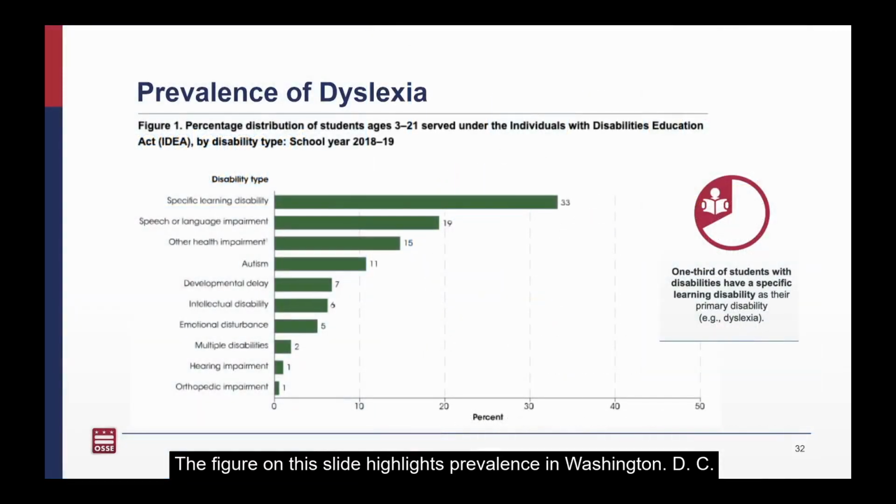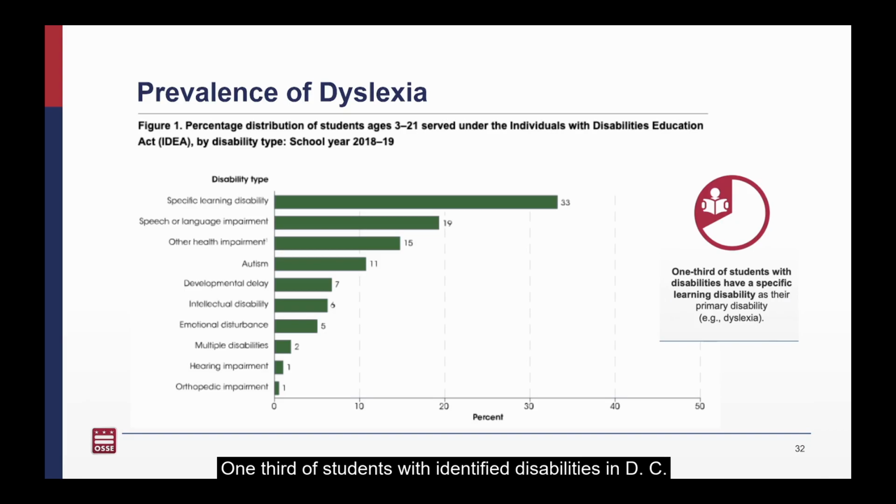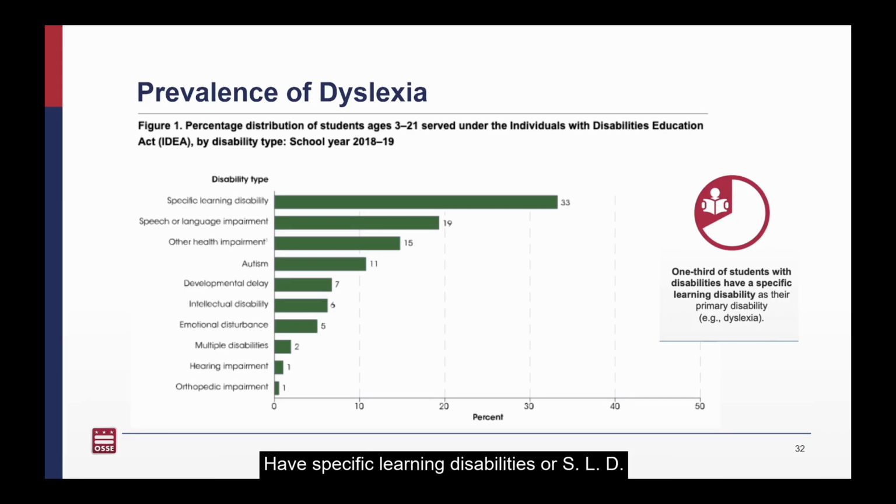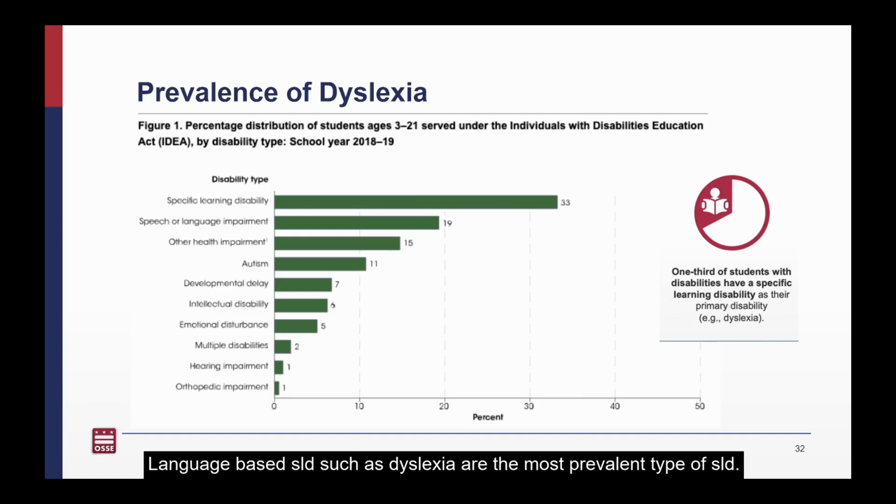The figure on this slide highlights prevalence in Washington, D.C. 1/3 of students with identified disabilities in D.C. have specific learning disabilities, or SLD. Language-based SLDs such as dyslexia are the most prevalent type of SLD.